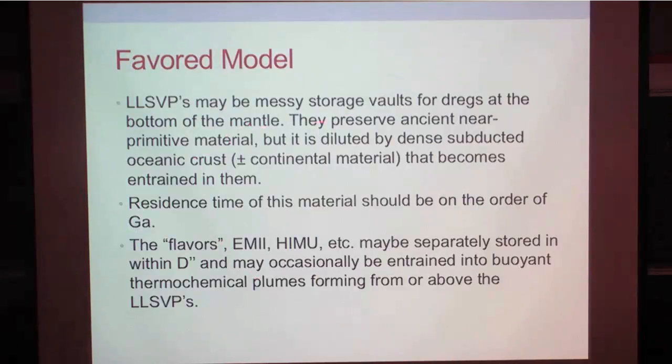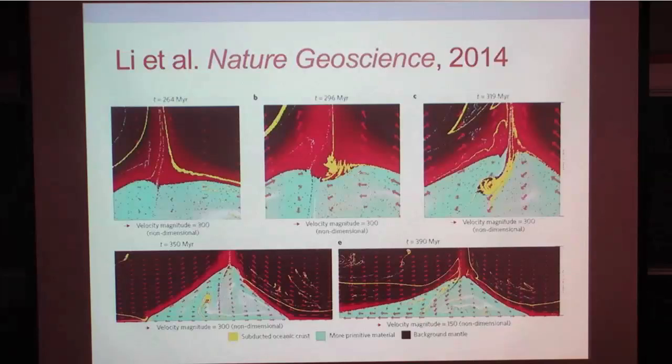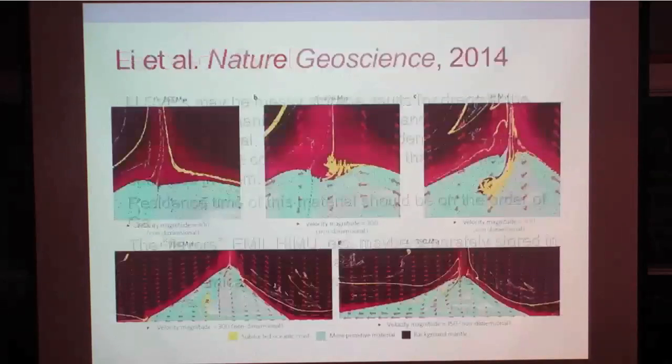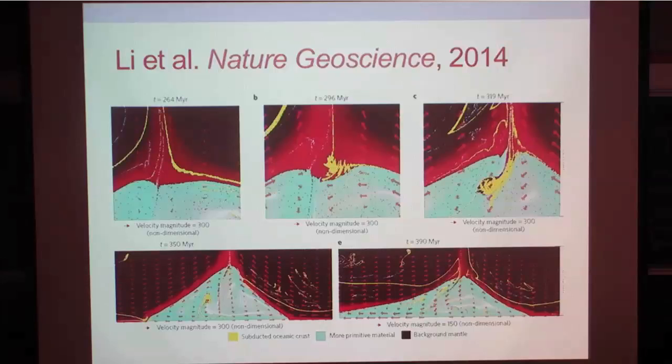So maybe these LLSVPs are messy storage vaults for dregs at the bottom of the mantle. They perhaps preserve some ancient near-primitive material, but it's been diluted by oceanic crust, plus or minus continental material, which becomes entrained in them. Isotope systematics would suggest the residence time of material in there might be on the order of 1 billion years or more. These flavors, maybe they're not mixed in, or not much anyway, and maybe there's stuff stored somewhere else in the mantle that gets entrained here as the plumes rise.